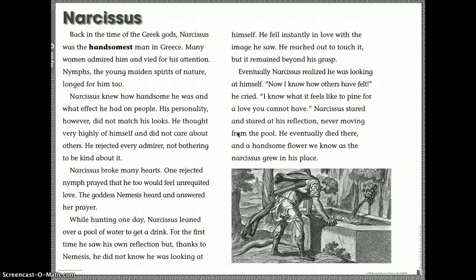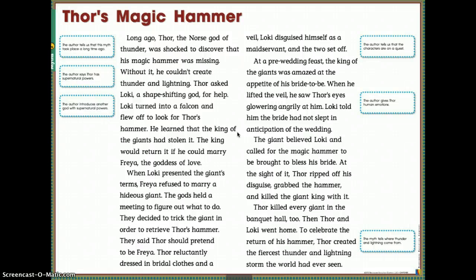All right, fifth graders, hopefully you've read the story and now you've answered the questions and now we are ready. Let's look at Thor's magic hammer again, and I will read that to you. Long ago, Thor, the Norse god of thunder, was shocked to discover that his magic hammer was missing. Without it, he couldn't create thunder and lightning. Thor asked Loki, a shape-shifting god, for help. Loki turned into a falcon and flew off to look for Thor's hammer. He learned that the king of the giants had stolen it. The king would return it if he could marry Freya, the goddess of love. When Loki presented the giants' terms, Freya refused to marry a hideous giant.